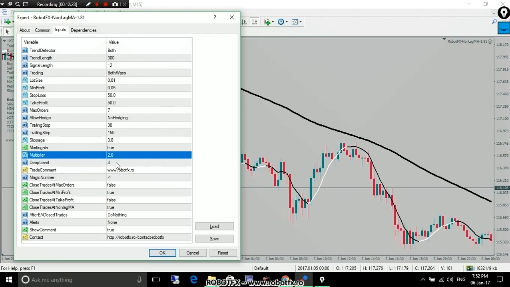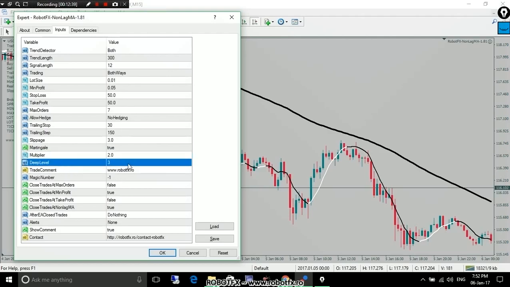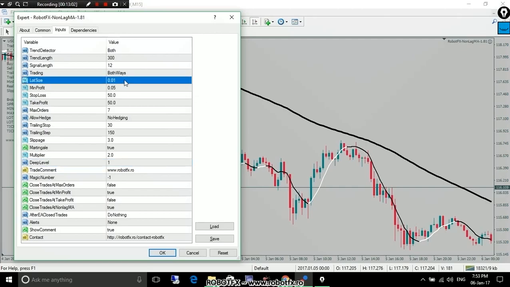If we lose this trade again, then it will multiply again, so it will be 0.04, and it will do this the same number of times that you choose here at the deep level. So if you want the Martingale to happen only one time, set it to 1, for example, and that means you lose one trade, the expert advisor will double the next trade. Even if it loses the next trade, it will not double again. It will go back to 0.01 on the first trade. I hope you understood this.